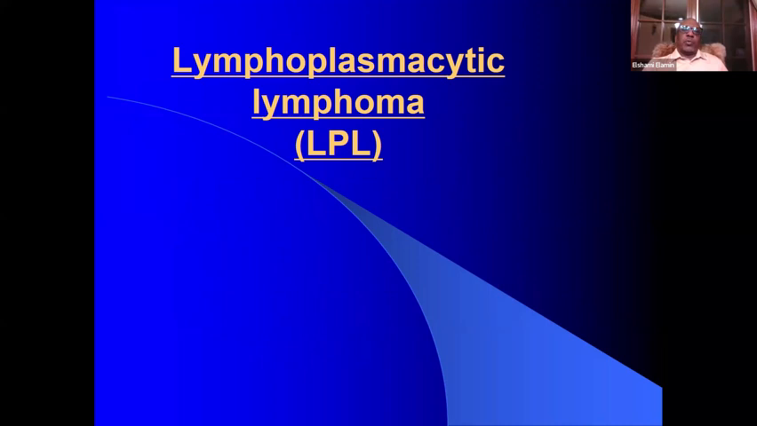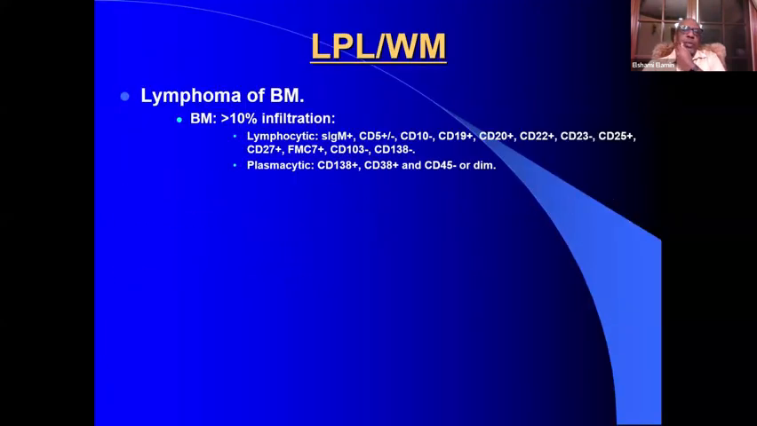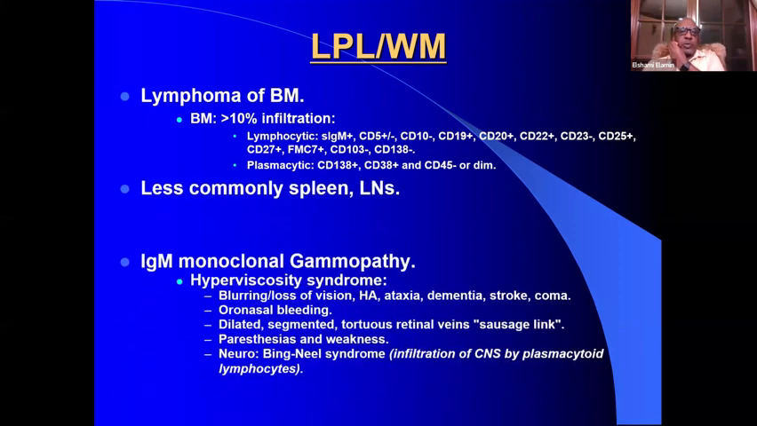Now we move to lymphoplasmacytic lymphoma, LPL, also called Waldenström macroglobulinemia. Basically, if it is in the lymph node, we call it lymphoplasmacytic lymphoma. If it is only IgM high, no lymphadenopathy, we call it Waldenström macroglobulinemia. It is the same disease. It is a lymphoma of bone marrow. If the bone marrow is involved by more than 10%, it commonly involves the spleen or lymph nodes.